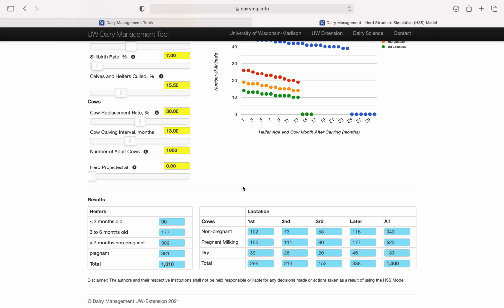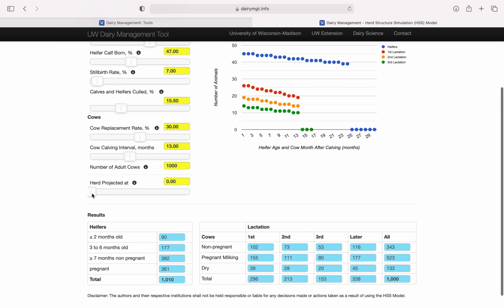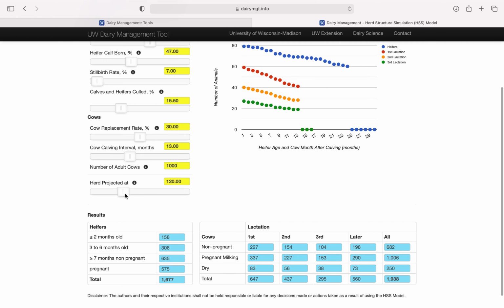Without changing any parameters, let's project how the herd would look in 10 years from now, or 120 months, by sliding the herd projected at all the way to 120. If we allow to raise all the calves born and let them enter the adult herd, looking at the tables results in an increased number of both young stock heifers to 1,677 and cows to 1,938. This indicates that at the current performance, the farm is producing more replacement calves than needed.